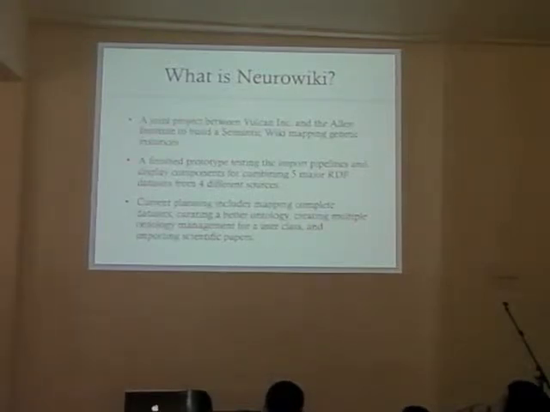Creating a better ontology. This may be hard because the only thing neuroscientists agree on is to disagree on everything. Even when it comes down to genes and what a gene is, that's some of the problems we've had. Creating multiple ontology management by class, that's a really big thing. We do want different classes of user and scientists to be able to upload their interpretation of gene mappings. And then we want to import and map these to the scientific papers that the Allen Institute has put out.